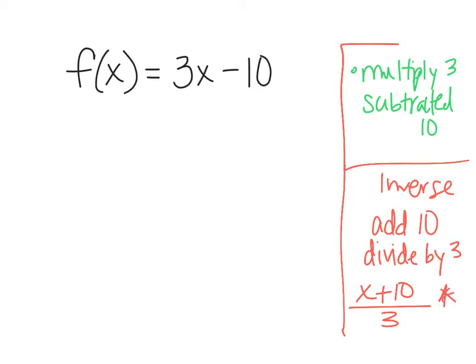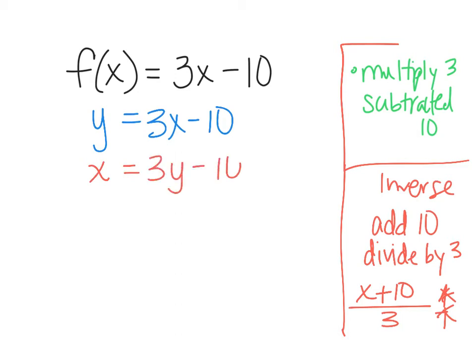Okay, this down here. Now, I'm going to try it the second way that I just showed you on the last slide. Okay, so first thing I'm going to do is rewrite this as y equals 3x minus 10. Okay, second thing you do is you swap the x and the y variables. So instead of a y, I'm going to put x here. Instead of an x here, I'm going to put a y. And now I just solve for y.